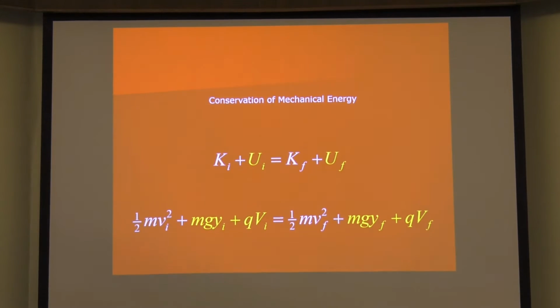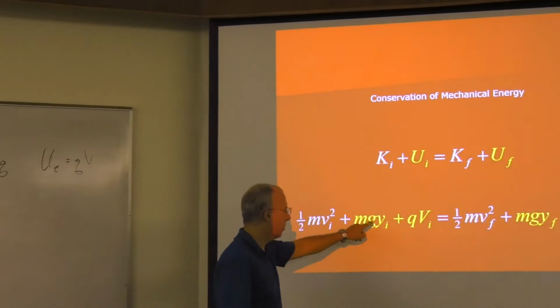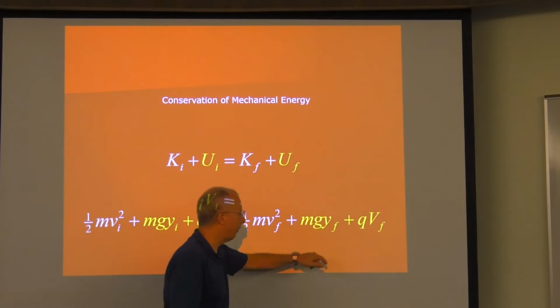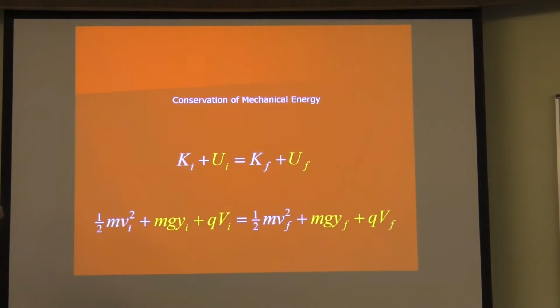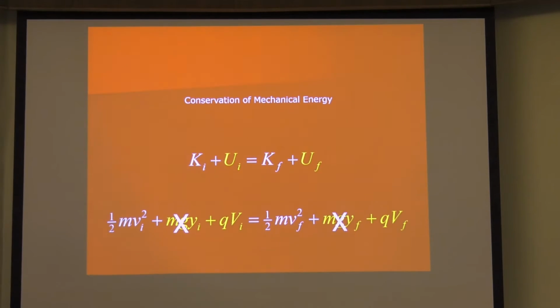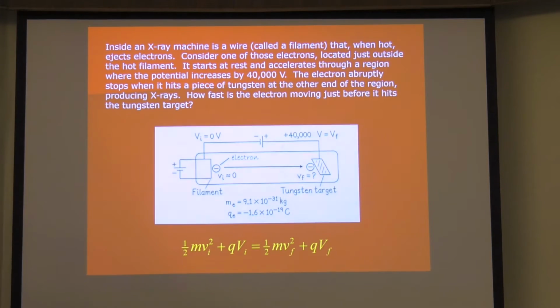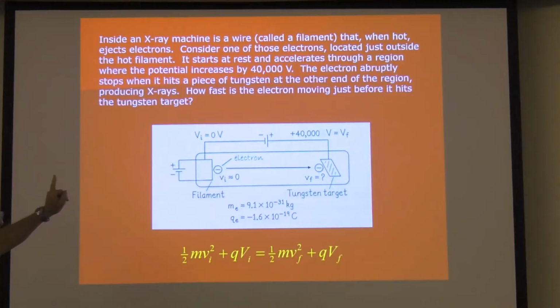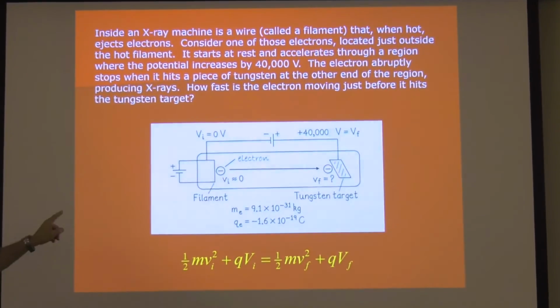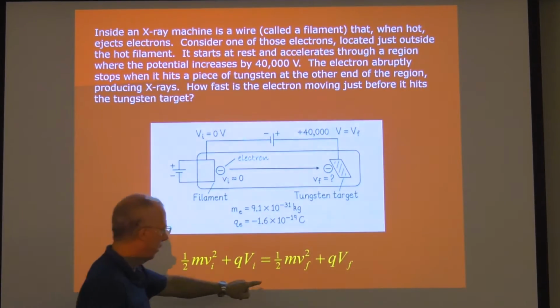Now let's make this simple. Let's just say we have a wire, and it's horizontal. So Y initial equals Y final, and we can just get rid of those two terms. There you go. All right, so if everybody could please pause the video, read this problem, and solve for the final velocity.